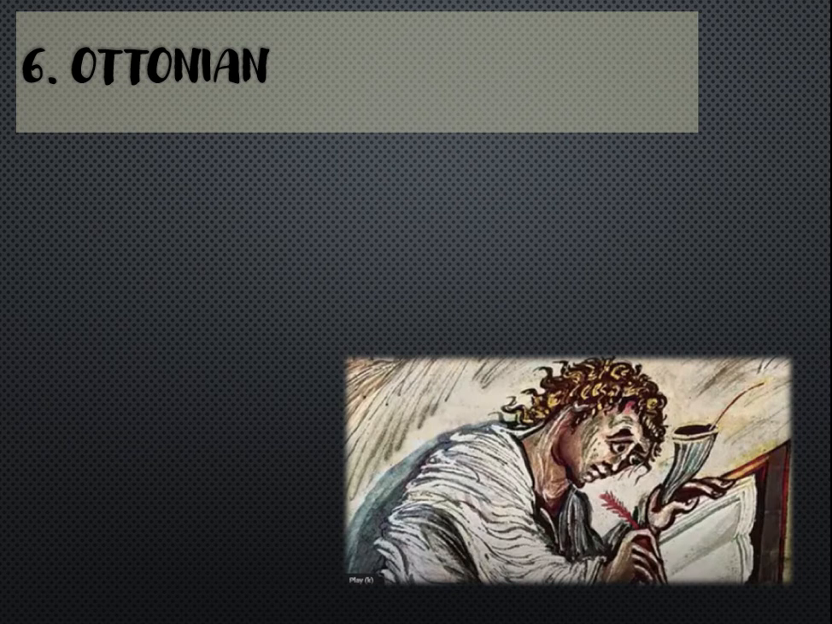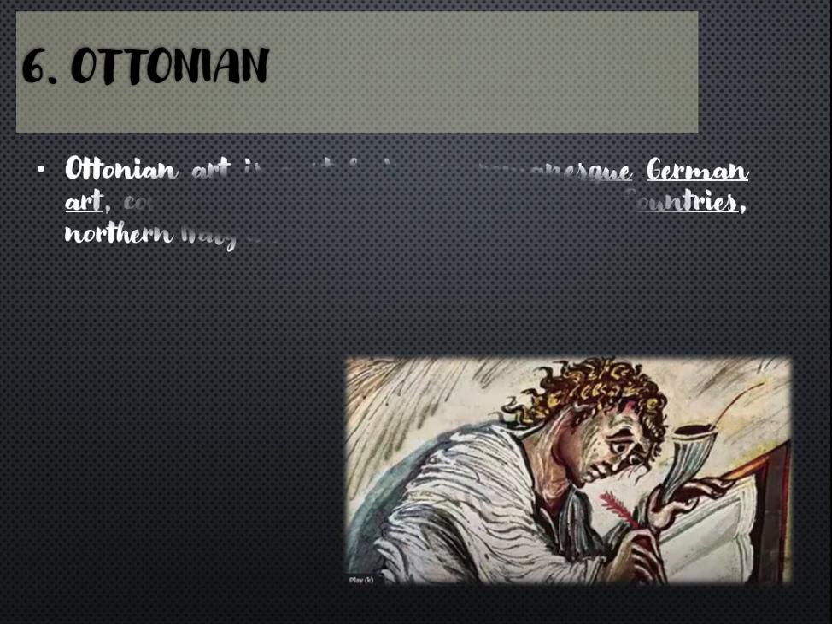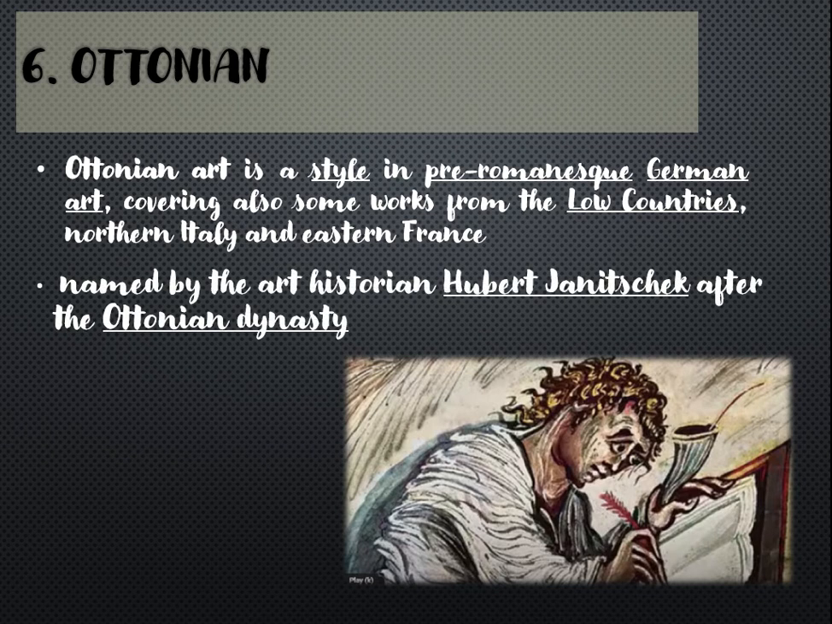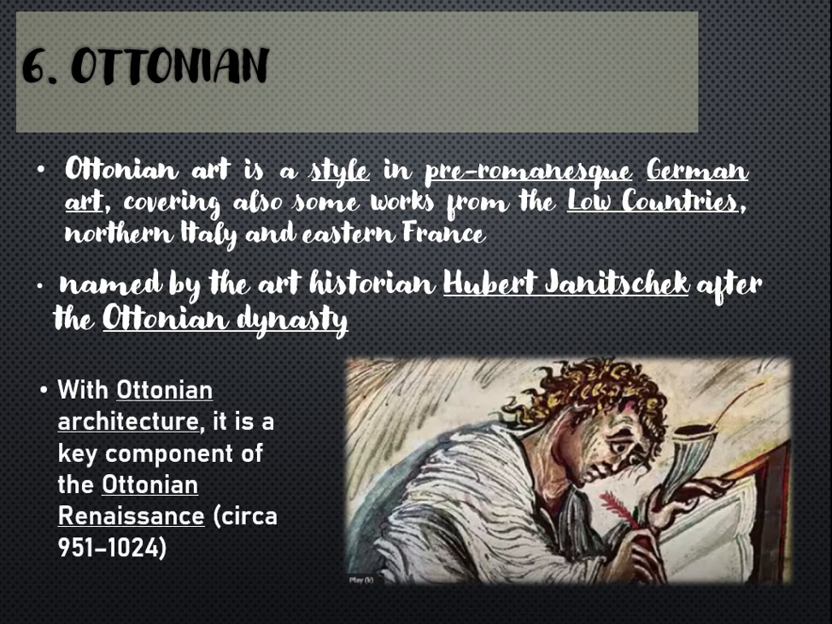Next is the Ottonian art. Ottonian art is a style in pre-Romanesque German art, covering also some works from the Low Countries, including northern Italy and eastern France. Named by the art historian Hubert Janitschek after the Ottonian dynasty, Ottonian architecture is a key component of the Ottonian Renaissance.